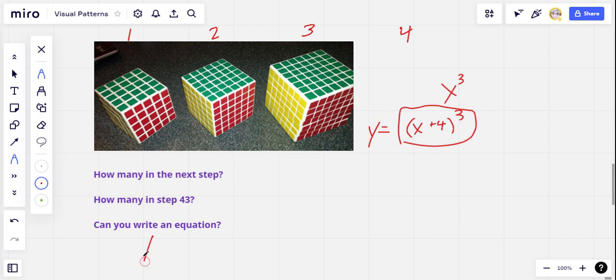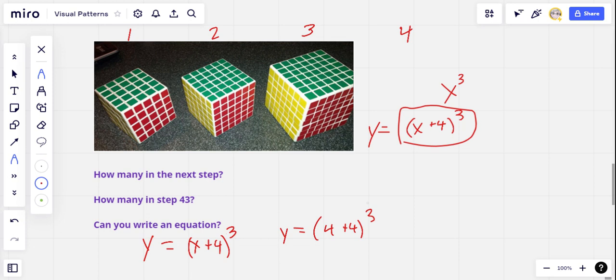So we're writing our equation first this time, a little bit unusual for us. So we have the step number plus 4, quantity cubed. So if we want to express how many in the next step, we're going to say y equals the step number 4 plus 4 and then cube it. So whatever 8 cubed is, that's going to be our answer for this one.